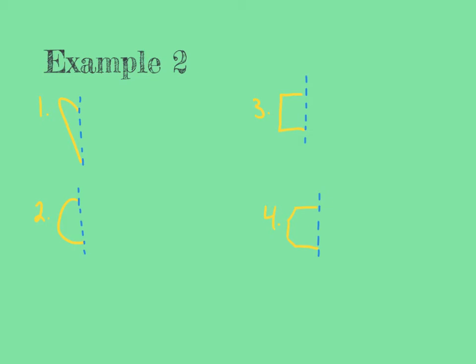Now for example 2, I will show you how to draw the missing piece of the shape. So for number 1, we have a heart. So since the line is going down the middle, you would just draw the other half. Same for number 2, which would be a circle. 3, which is a square, and 4, which is a hexagon. And that is how you draw a missing piece to a shape.